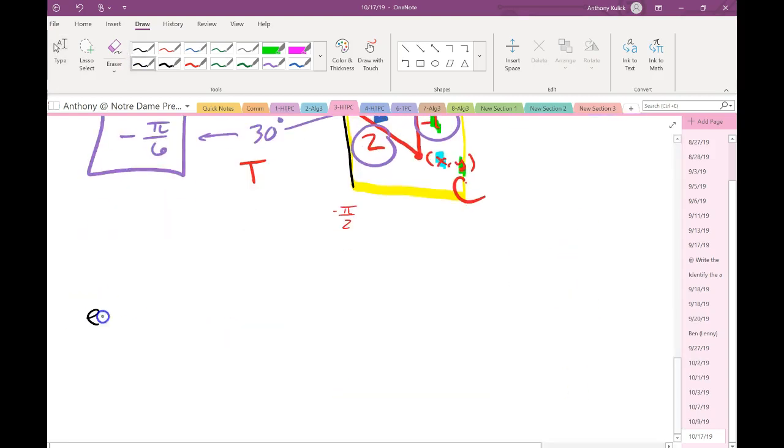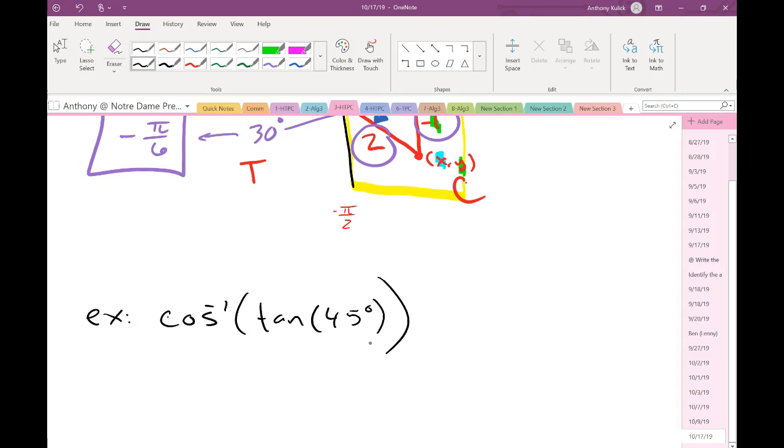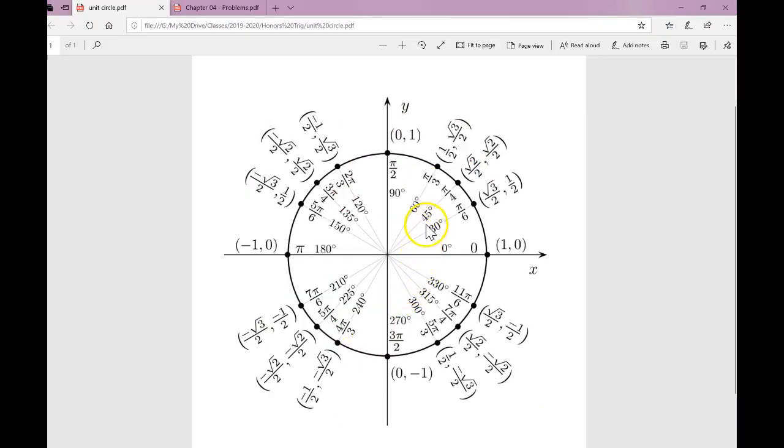We can make this a little bit sneakier by adding in a step and doing something like this: cosine inverse of tangent of 45. So when I'm given one thing embedded inside of another thing, where should I start? Should I start from the outside in or inside out? Inside out. So tan of 45, I can compute that with the unit circle. 45 is here. Tangent is sine over cosine. That's just 1.